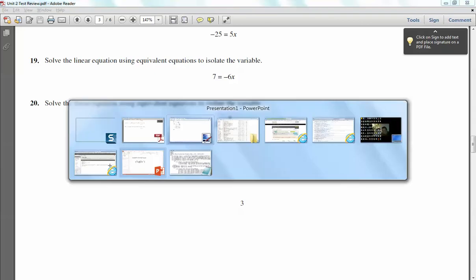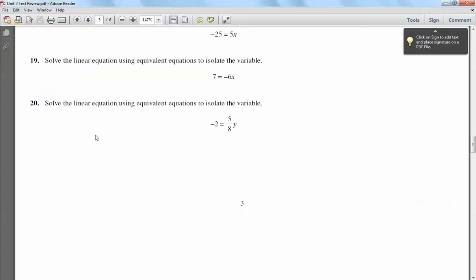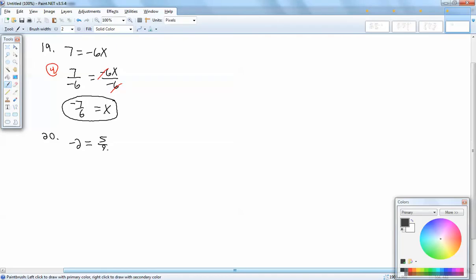Okay, number 20. Negative 2 is equal to 5/8 y. First step, get rid of parentheses. Don't have any. Second step, get rid of fractions. Multiply everything by the LCM of all your denominators. We only have one denominator, the 8, so it is our LCM. So we're going to take 8 times negative 2. We'll take 8 times 5/8 y. 8 and 8 are both divisible by 8. 8 divided by 8 is 1. 8 divided by 8 is 1. Notice it worked because our denominators disappeared. 8 times negative 2 is negative 16. 1 times 5 is 5y.